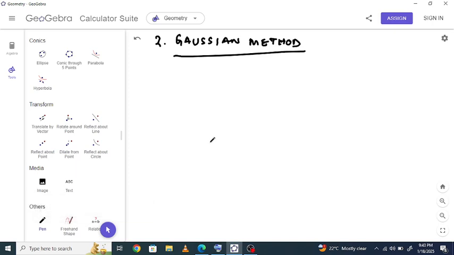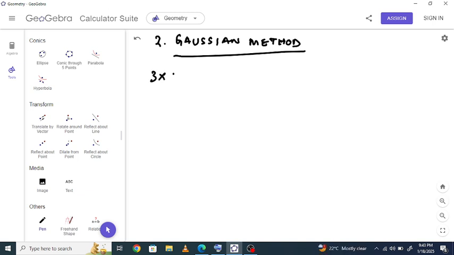Hello and welcome back. In our last video we solved a simultaneous equation with three unknowns using Cramer's rule. So today we want to use the Gaussian method to see how it will unfold. We're going to use the same example, because whichever method you use, the values of the simultaneous equations are supposed to be the same. The method doesn't matter.